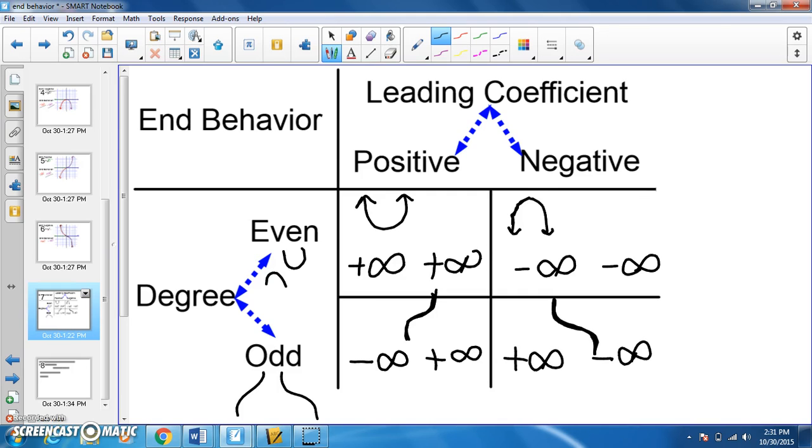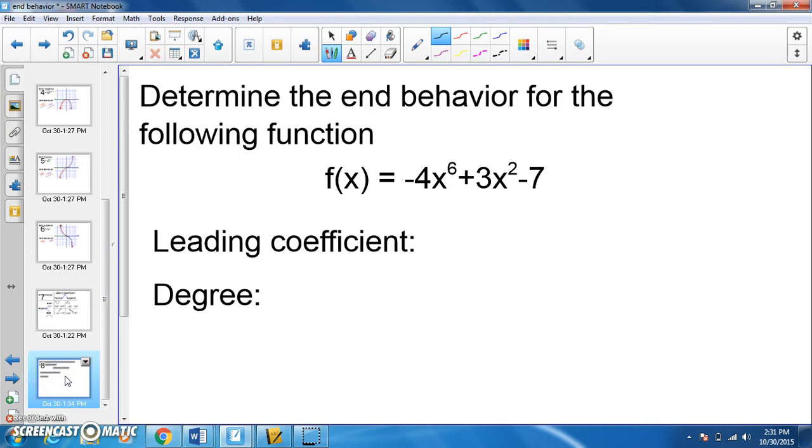So we're going to do an example. We're going to determine our end behavior for our following function. We want to find out what our lead coefficient is and what our degree is. So first, our lead coefficient is -4, and my degree is 6.